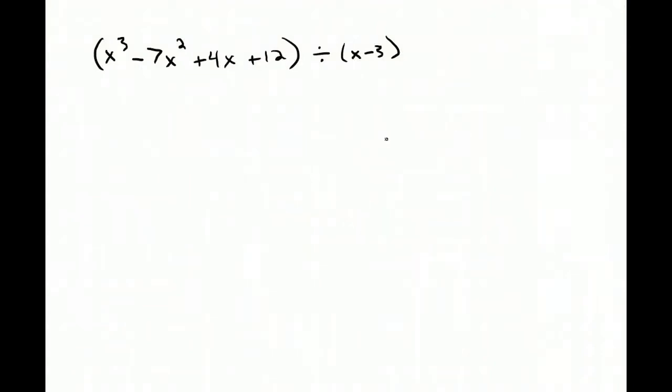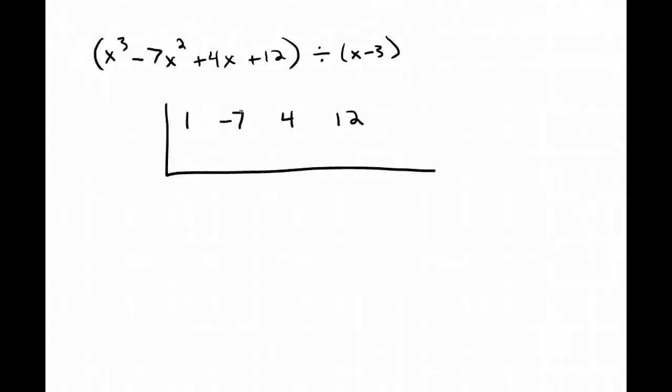Hi, this video is going to look at synthetic division. It's a shortcut way to do long division involving polynomials. The first thing we do is look at our polynomial and write down all the coefficients: 1, -7, 4, and 12. Now, this has an x cubed, an x squared, an x, and a constant. If one of those was missing, we would need to put a 0 in there to hold its place.